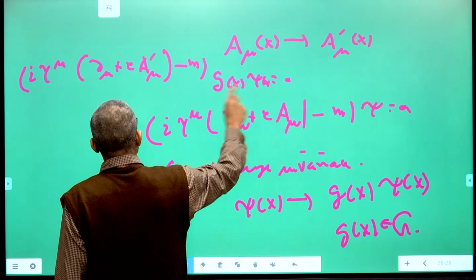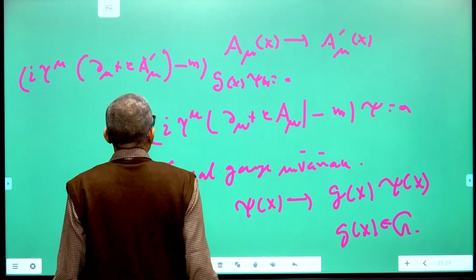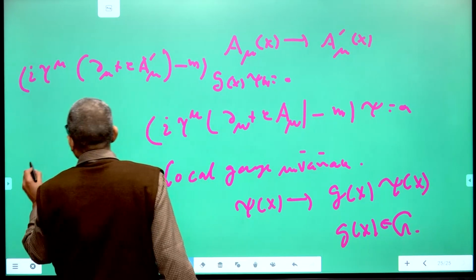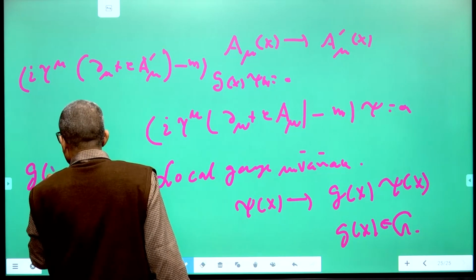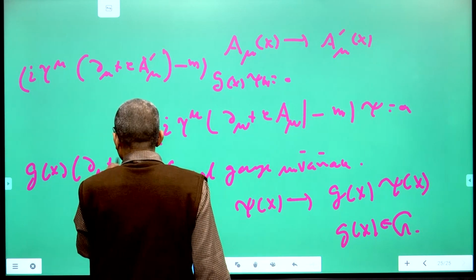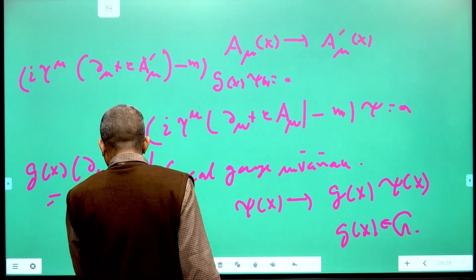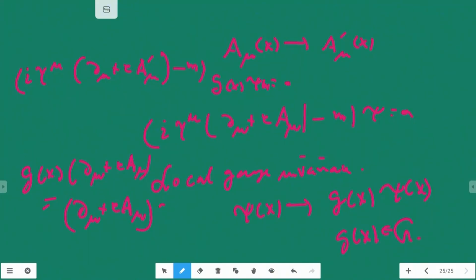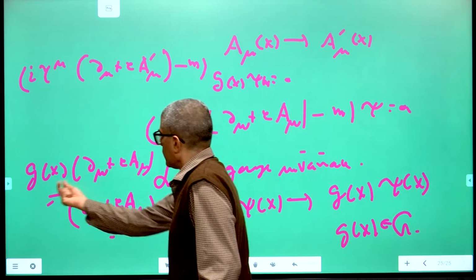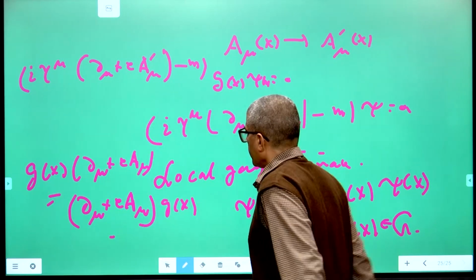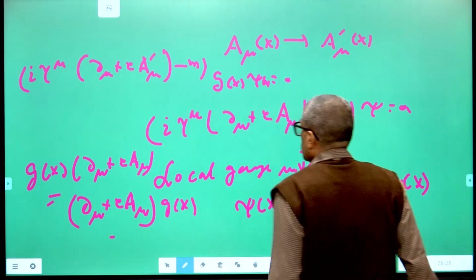The gauge group transformed wave function should satisfy the transformed wave equation, and that can happen only when G comes to the right. That means you require that G of x acting on dou mu plus e A mu should be nothing but dou mu plus e A mu dash multiplied by G of x. That is, the potential should be selected in such a way that this transformation property holds good. A mu belongs to the Lie algebra of the gauge group and G of x belongs to the gauge group. So if you do that, you get the desired gauge invariance.